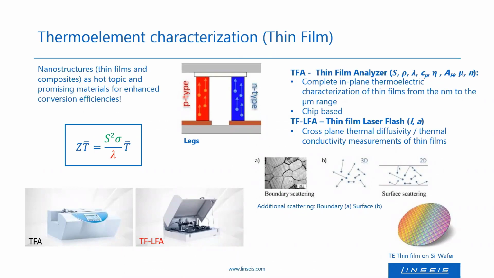And on the other hand, the production costs can be reduced because thin films simply need less material and can easily be scaled up. And generally, it counts also that the properties of thin films can vary significantly from the bulk material. Linseis offers for that two standalone systems, especially dedicated for the characterization of such thin films.